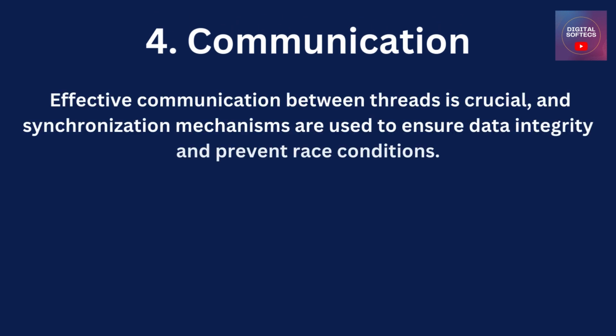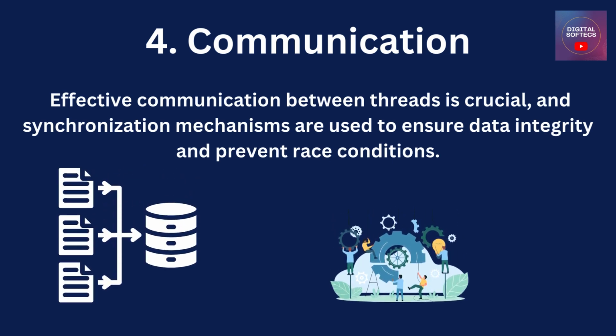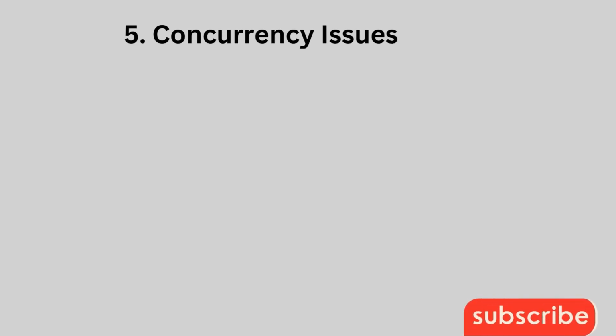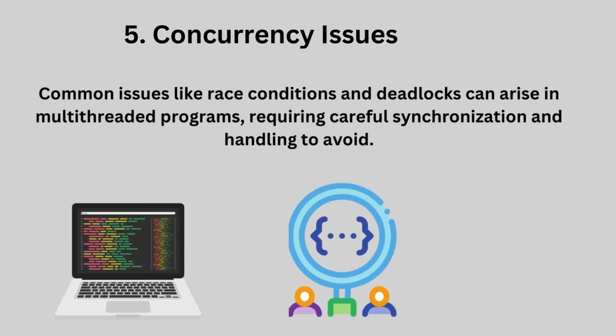4. Communication. Effective communication between threads is crucial, and synchronization mechanisms are used to ensure data integrity and prevent race conditions. 5. Concurrency issues. Common issues like race conditions and deadlocks can arise in multi-threaded programs, requiring careful synchronization and handling to avoid.